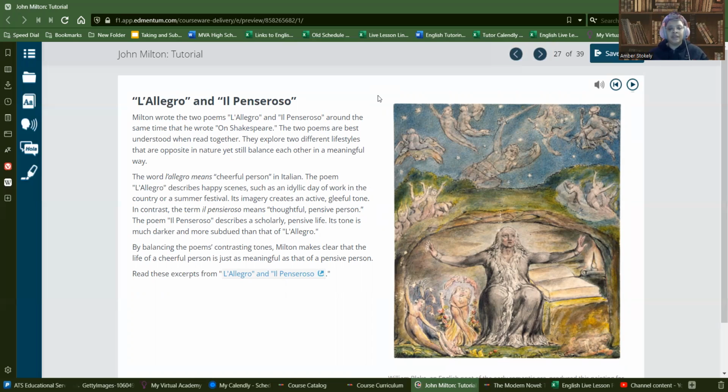So he's basically saying, look, I know that some people think that people who are happy are silly or don't care about things, or that thoughtful scholars are pessimistic and negative, but actually they're both very important. So take a moment to read the excerpts from these poems, and then you can meet me on slide 28, which is actually a video about these poems to give you a little more information.